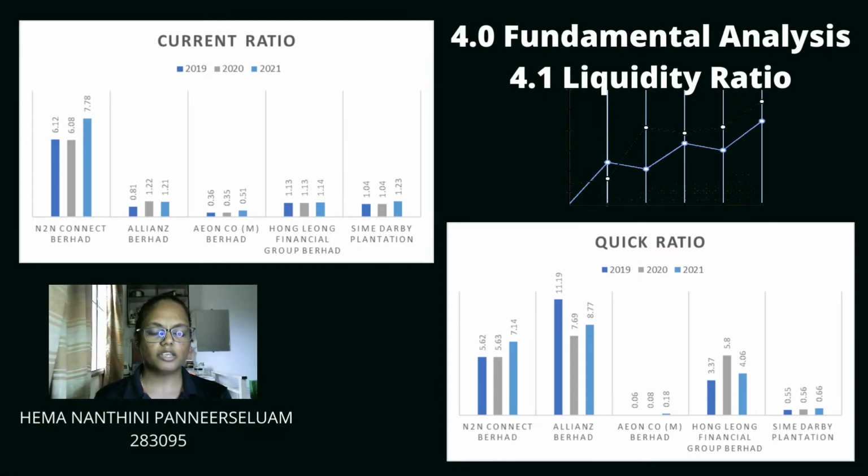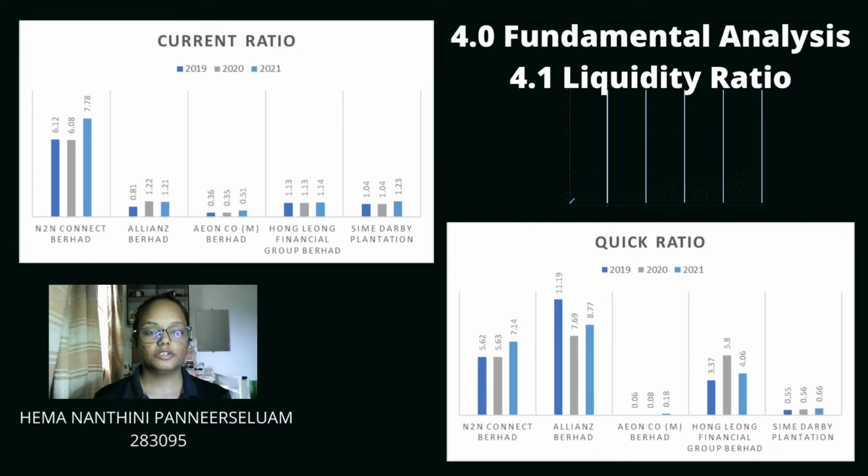The same thing occurred with Hong Leong Financial Group Berhad, which has seen its ratio rise from 2019 to 2020, from 3.37% to 5.8%, before falling once more in 2021 to 4.6%. As a result, compared to the previous years, this shows that the corporation has more liquid assets than current liabilities. Sam Dhabi Plantation's quick ratio has improved by 0.1% from 0.55% in 2019 to 0.56% in 2020 and 2021. Comparatively, Aeon Company Berhad's quick ratio grew from 2019 to 2021, from 0.06% to 0.18%.